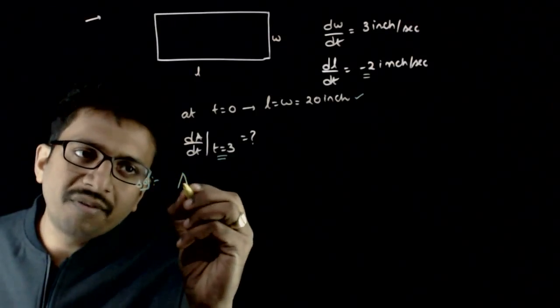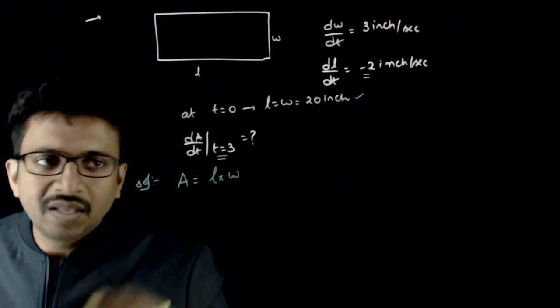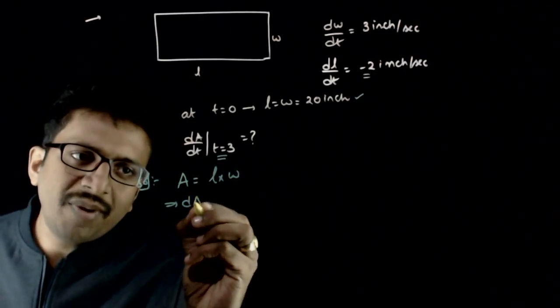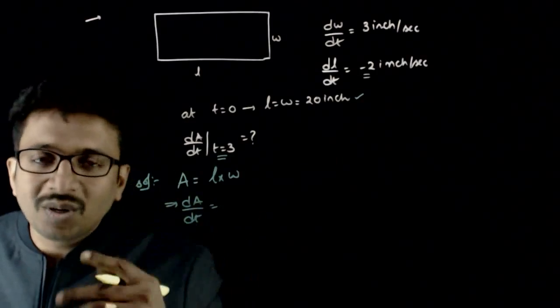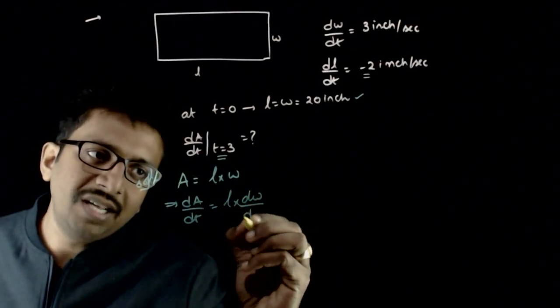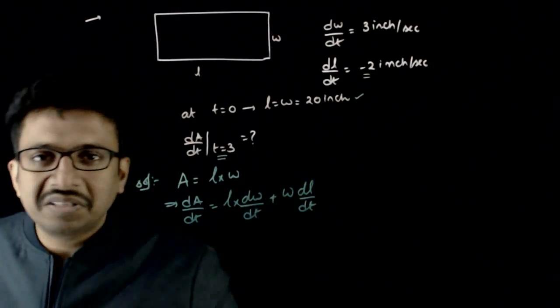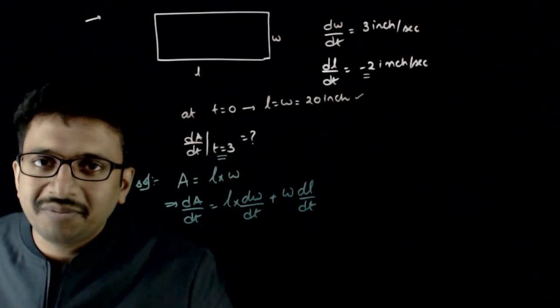What is the formula for area? Area is nothing but length times width. So what is dA/dt? If I have to find dA/dt, I need L times dW/dt plus W times dL/dt. This is the value of dA/dt.